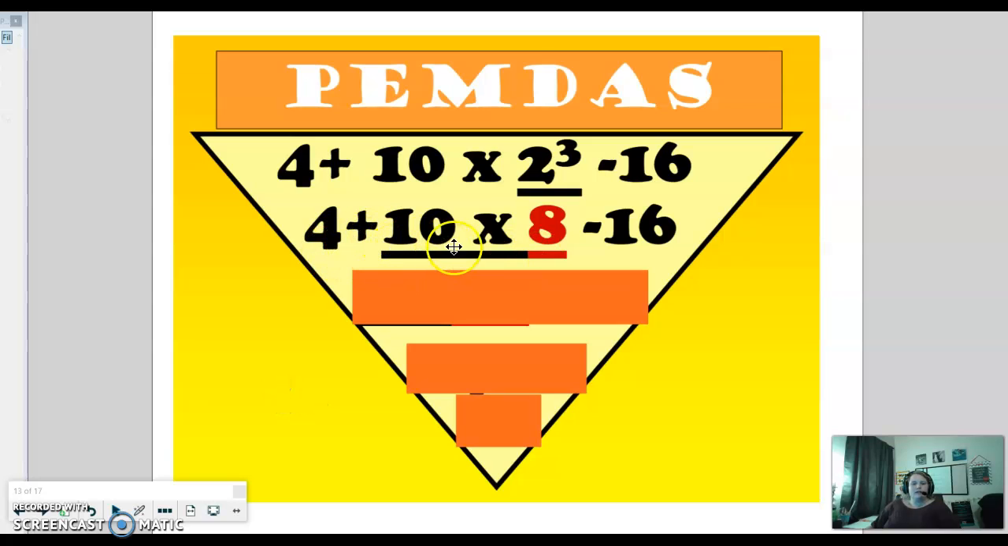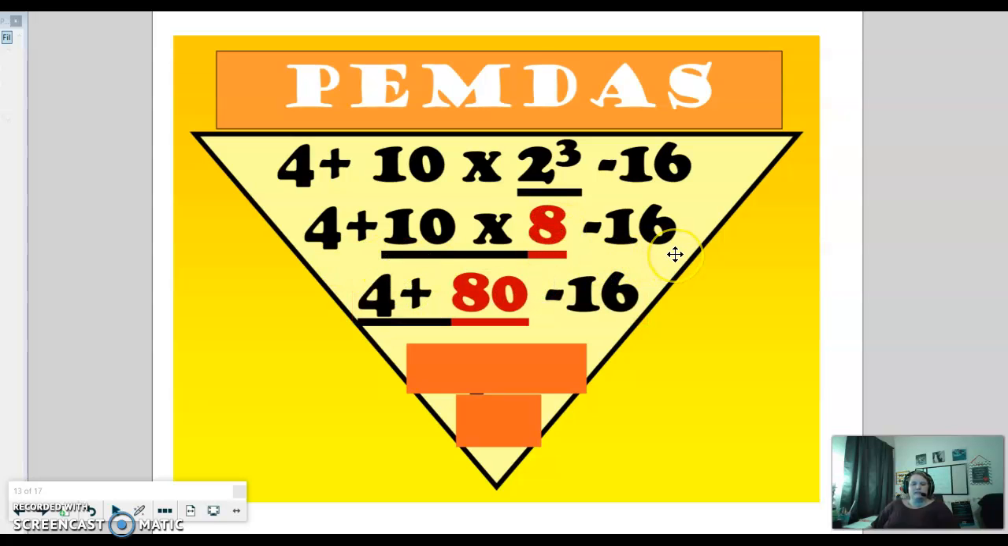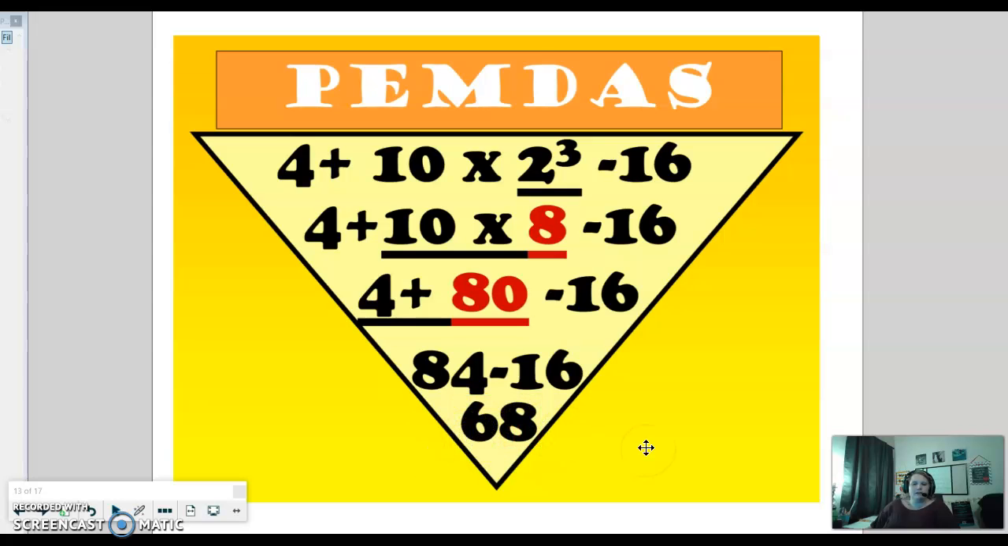Now I have 4 plus 10 times 8 minus 16. I have a plus and a minus. Those come way down here, but I've got a multiplication. That's in the middle. So let's deal with my multiplication first. 10 times 8 is 80. Bring down my plus 4 and my minus 16. Now I have an addition and a subtraction. Yes, right now it shows AS, but it could have been SA. Remember, we always go left to right. So the adding came first. So 4 plus 80 is 84, and I bring down that minus 16. And now I just solve. 84 minus 16 is 68.